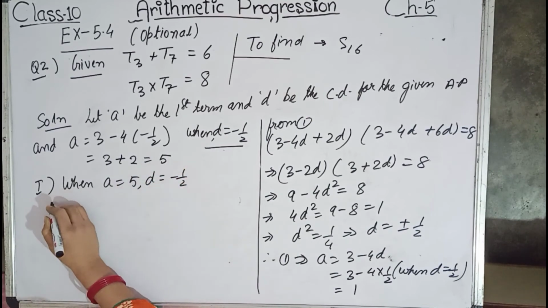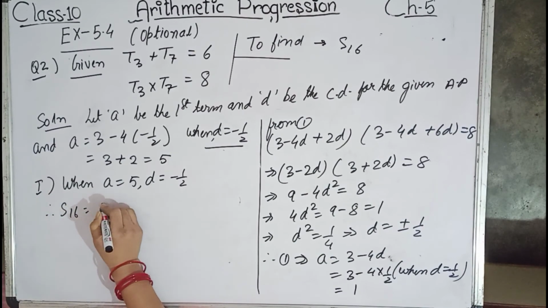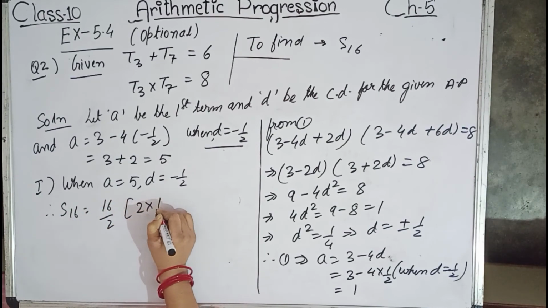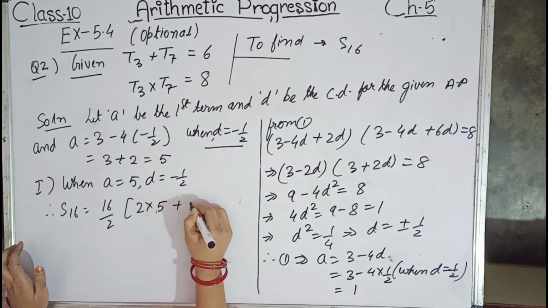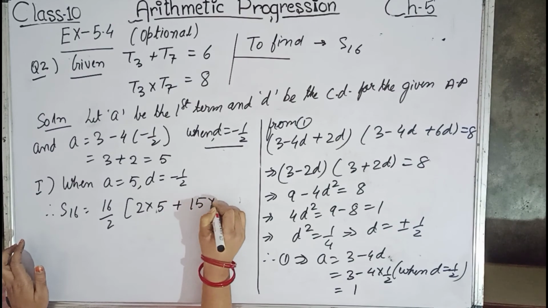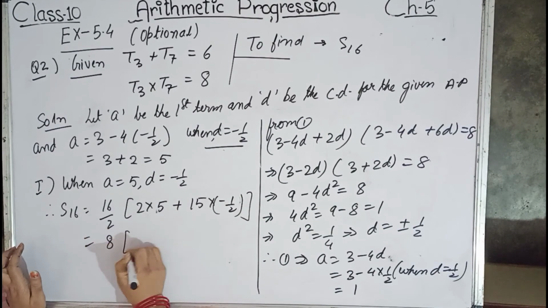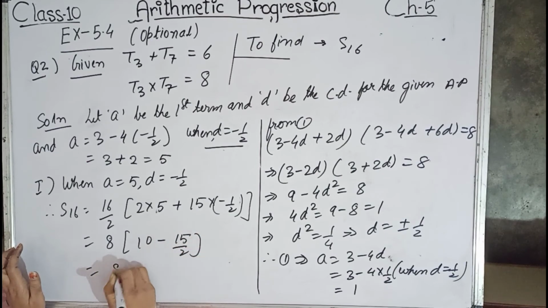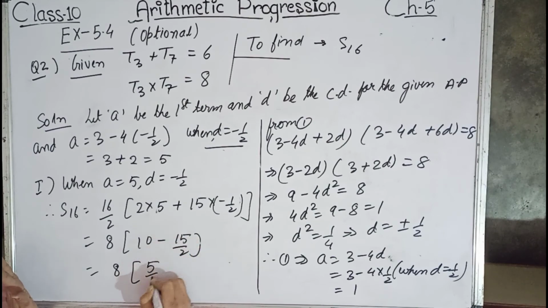Okay? So therefore S16 equals n by 2 into 2A plus n minus 1 into D. So we will be getting over here 8 into 10 minus 15 by 2. So this will be equal to 8 into 20 minus 15 is 5 by 2, and this we will be getting as 20.